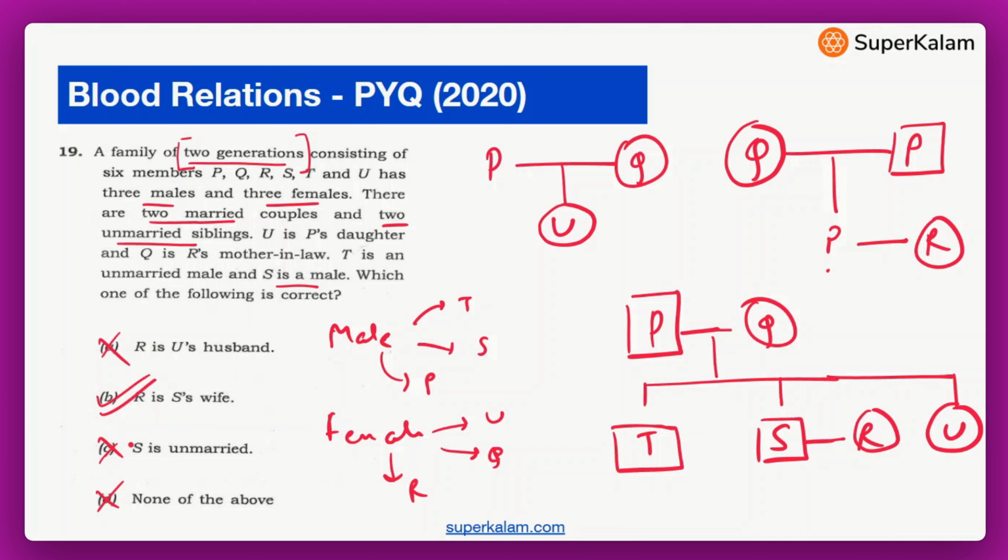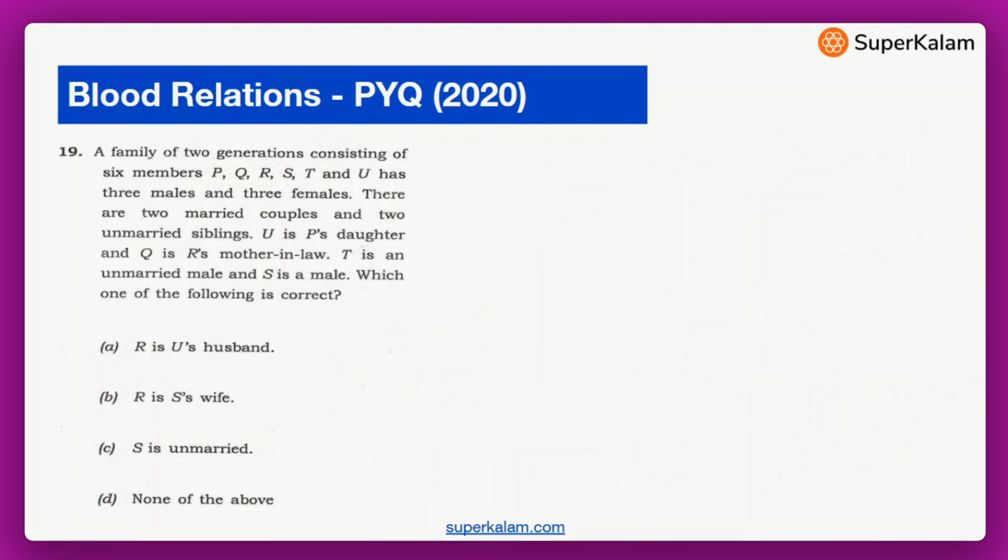Yes, you have to interpret all the information. You can't just ignore one of them. If we had ignored that there are two generations only, then P could have been married to R also. If we had ignored that there are two married couples, then three generations would have been built out of this. If we had not known that two unmarried siblings are there, then filling this information would have been tough. Now we have to consider all this information and try to draw them using family trees. So I hope this was an interesting and a little bit tricky question and you have understood it.